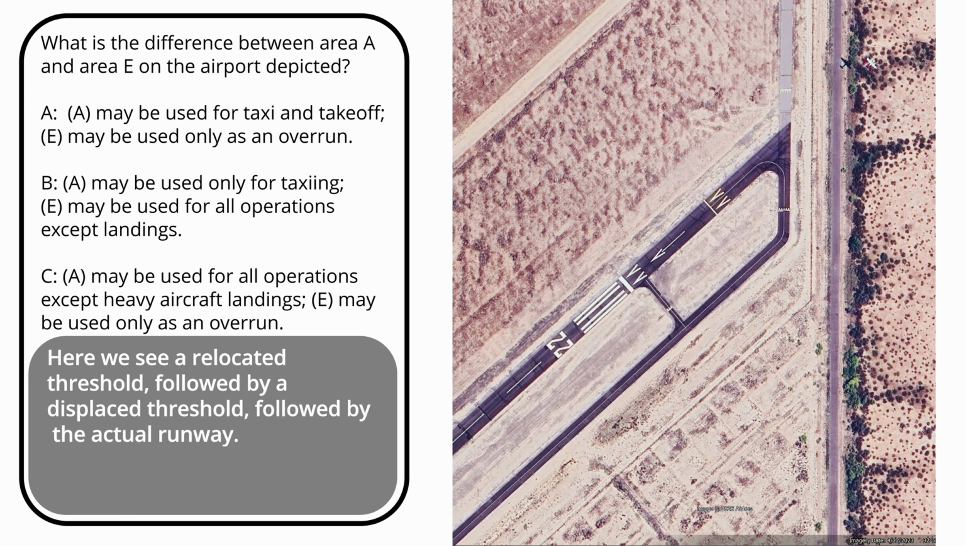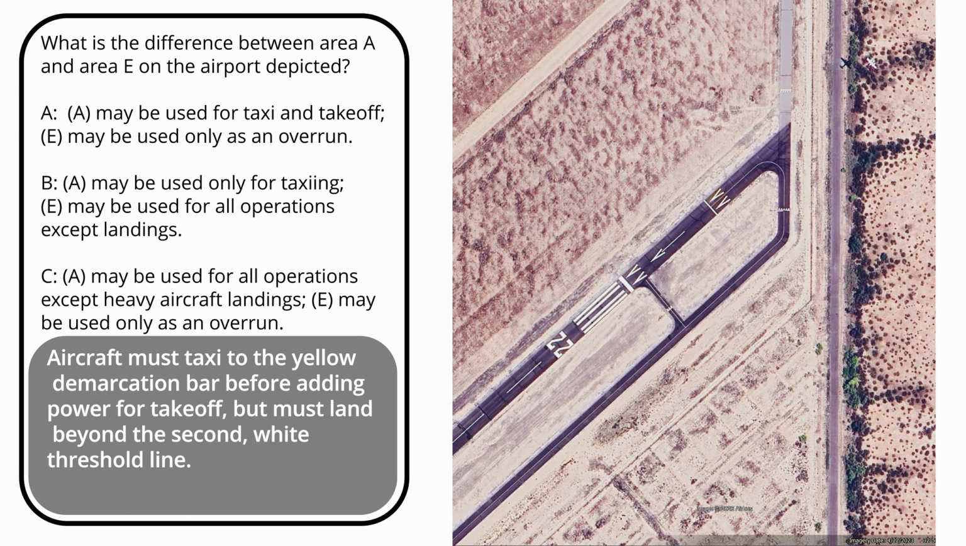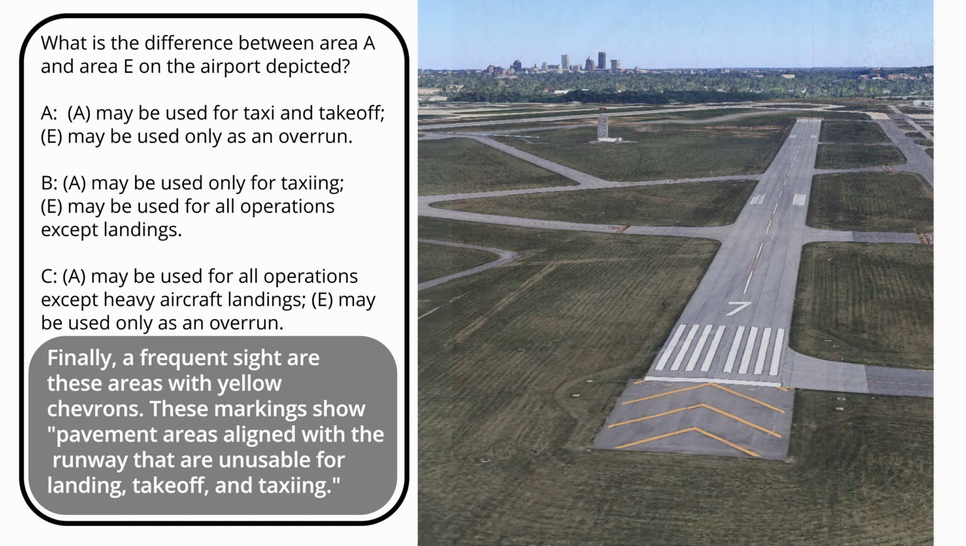Here we see a relocated threshold, followed by a displaced threshold, followed by the actual runway. Aircraft must taxi to the yellow demarcation bar before adding power for takeoff, but must land beyond the second white threshold line. Finally, a frequent sight are these areas with yellow chevrons.